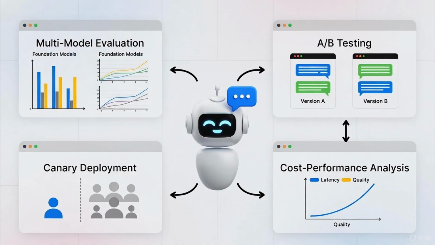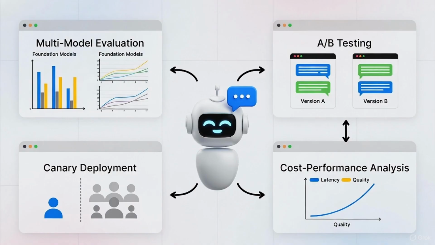And finally, cost performance analysis, the grown-up conversation. You plot latency on one axis, quality on the other, and you ask the million-dollar question, where's the knee in the curve? Because going from 92 to 98 on quality might cost you 4 times the money and add 800 milliseconds of latency. Is that worth it? Sometimes yes, sometimes no, but now you're making decisions with data instead of feelings.